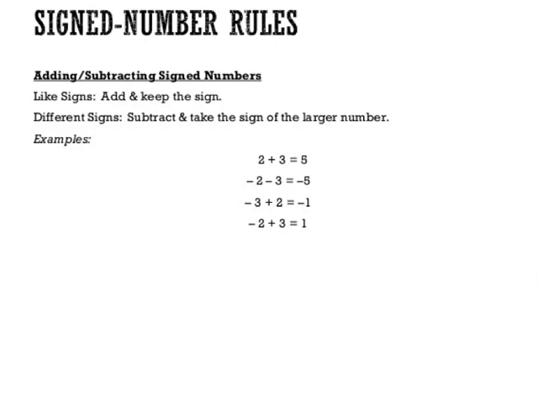If you have like signs, two positives or two negatives, it's going to be an addition problem. And then you're just going to keep the sign that's with those numbers. If you have different signs, one of each, one negative and one positive, then it's always going to be a subtraction problem. And when you get your answer, you will give it the sign of the larger of the two numbers. Alright, so keeping that in mind, let's do a few together and then we'll do our practice problems.